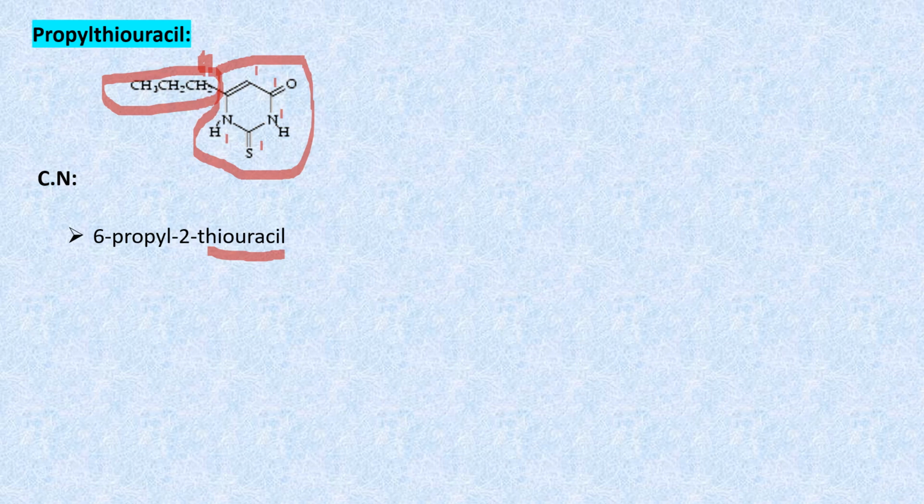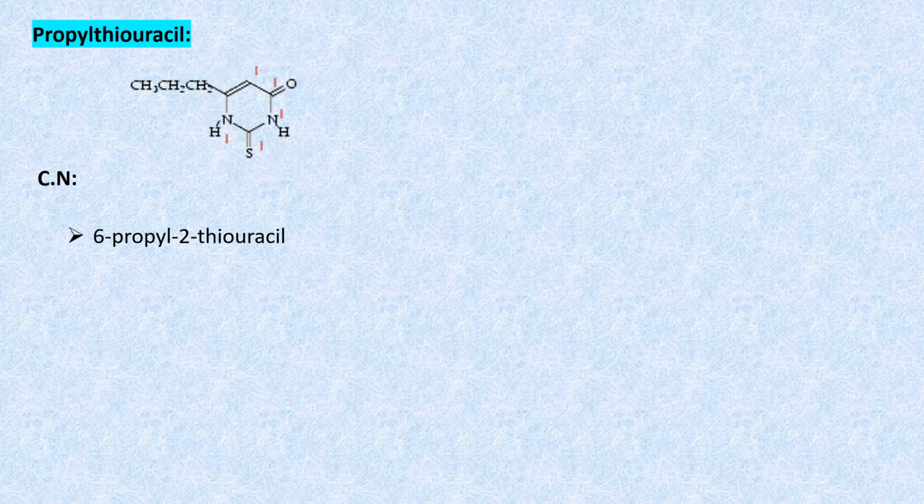Now write down the name: 6-propyl and then the name of the basic structure. At second position, the sulfur atom has been attached, therefore the basic structure becomes 2-thiouracil. In this way you can write down the name of the structure.